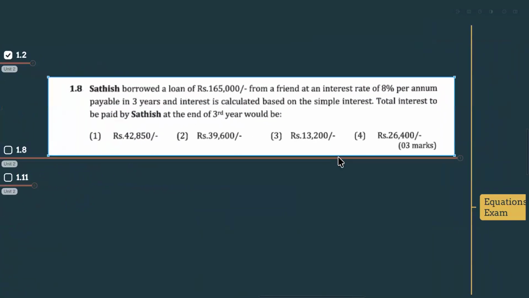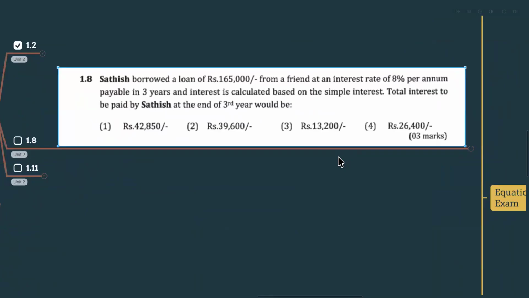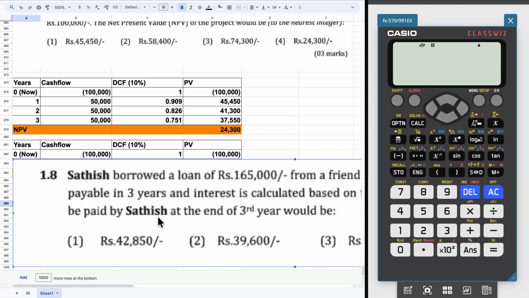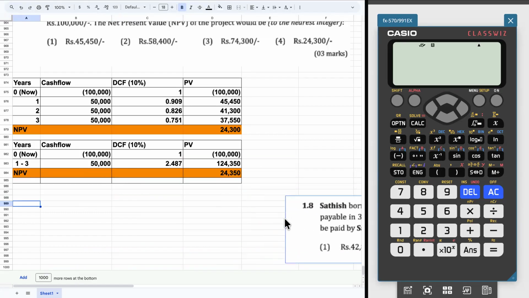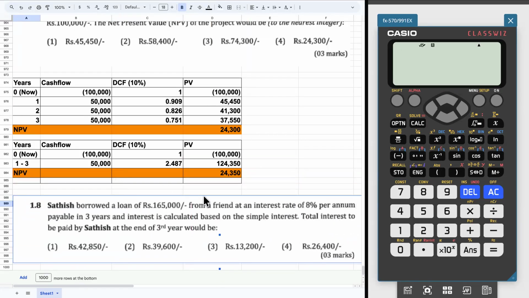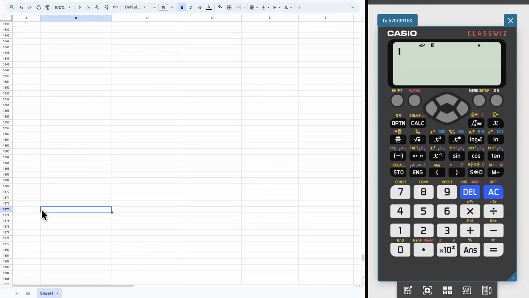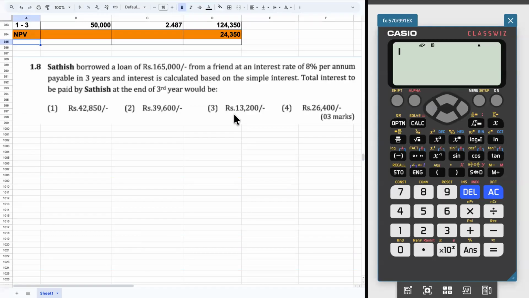Satish borrowed a loan of rupees 165,000 from a friend at an interest rate of 8% per annum, payable in 3 years. The interest rate is calculated based on simple interest. So the total interest to be paid by Satish at the end of the third year would be. Again, the question is all about simple interest, right? What is the answer, my dears? Because we did so many questions. Shukrishana is choosing the second one. What about other people?